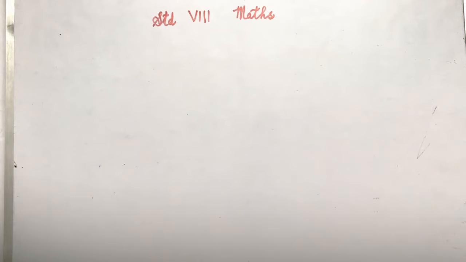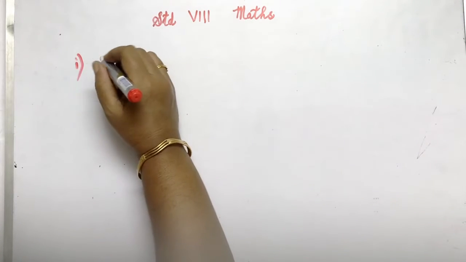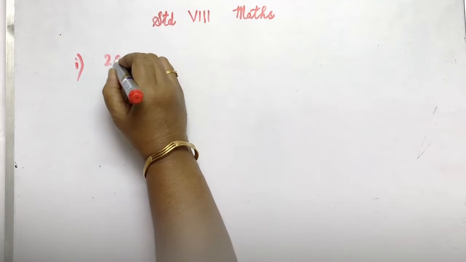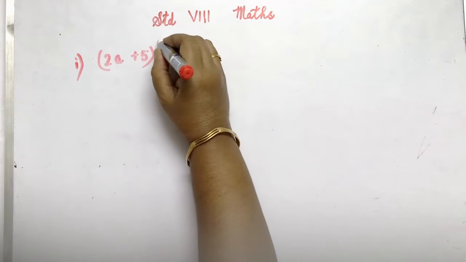In the previous class I taught you cubic identities. Today I am going to do the sums related to those identities. Using the identities we are going to do the sums. Now the first sum is (2a + 5) whole cube.